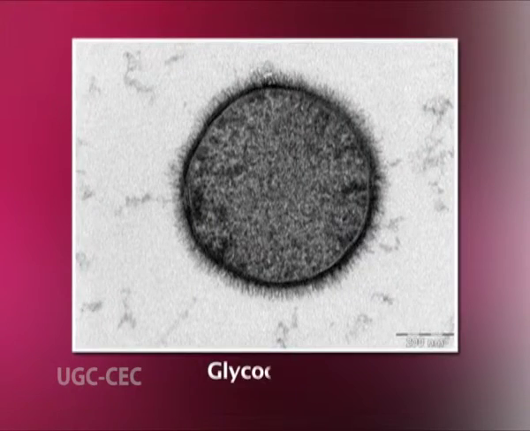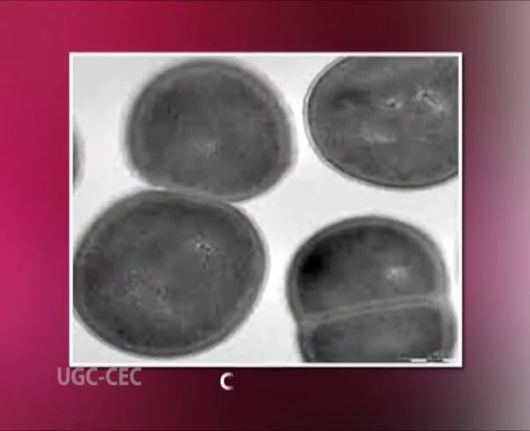When it forms a loose mesh work of fibrils extending outward, it is glycocalyx, and when masses of polymer appear to be totally detached from the cell, and the cells are entrapped in it, it is described as slime layer. The capsule protects against complement and is anti-phagocytic.